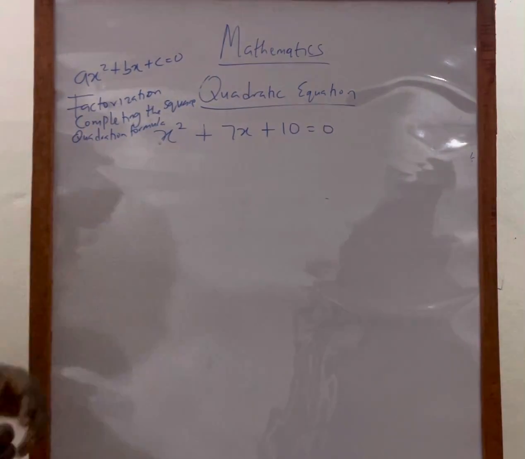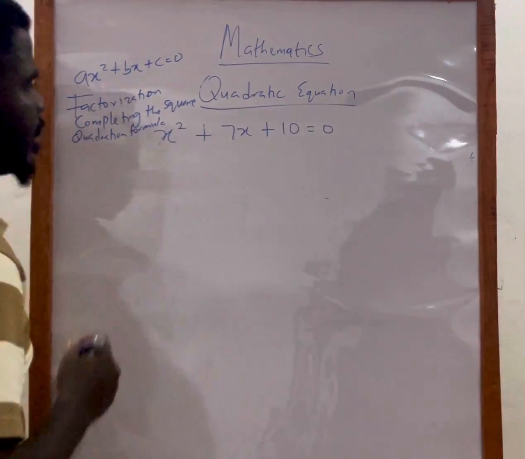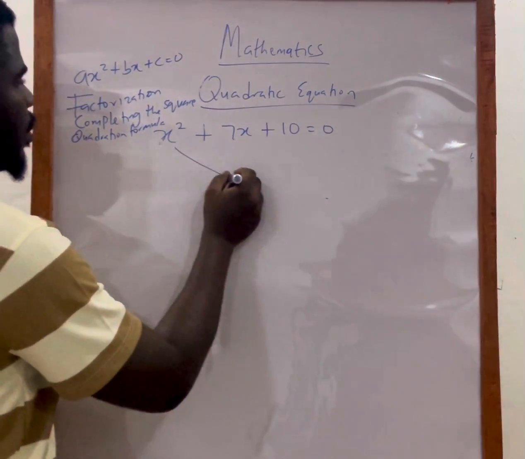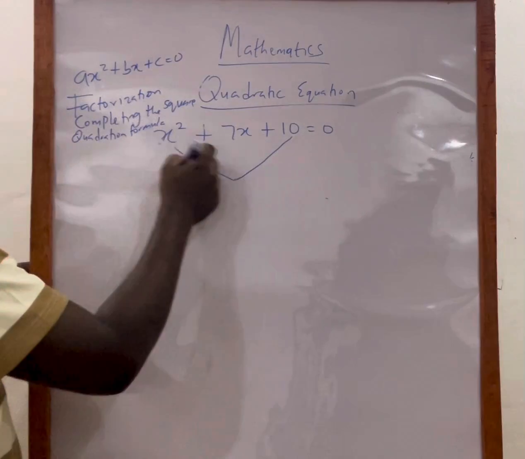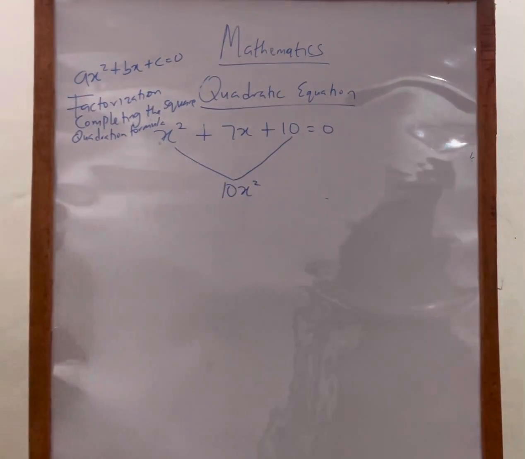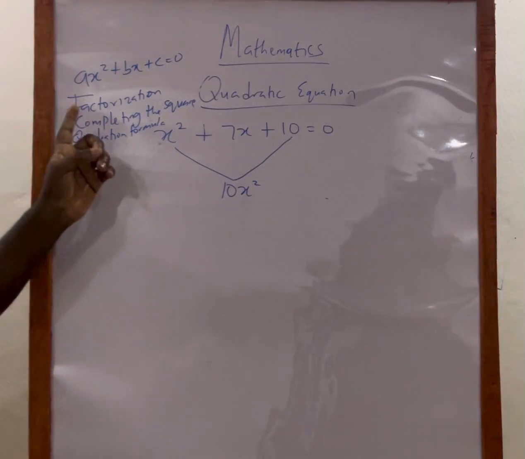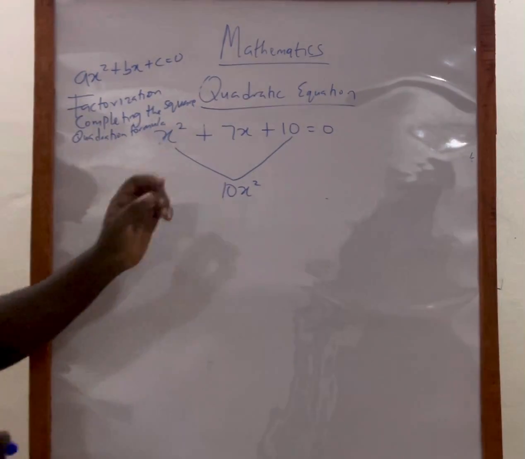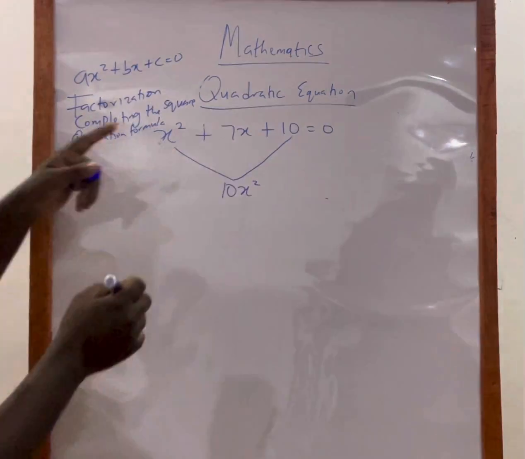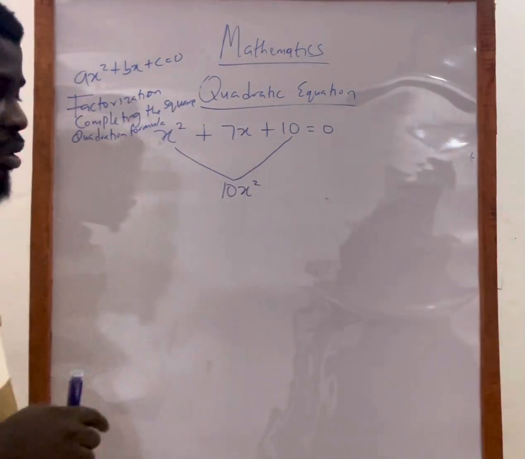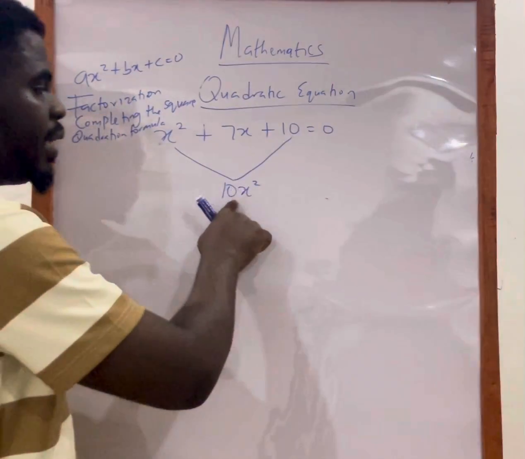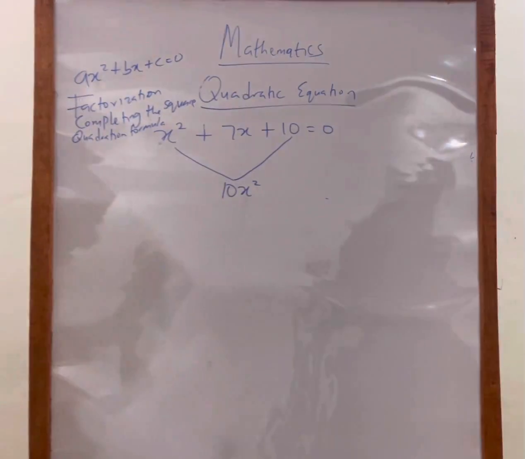Now look at this, x squared plus 7x plus 10 is equal to 0. This is what I will first do. So I will multiply this x squared times 10. So x squared times 10 is 10x squared. Now I will look for two numbers. This is the factorization method. If I add them together, it is going to give me 7x. And if I multiply them together, it is going to give me 10x squared.